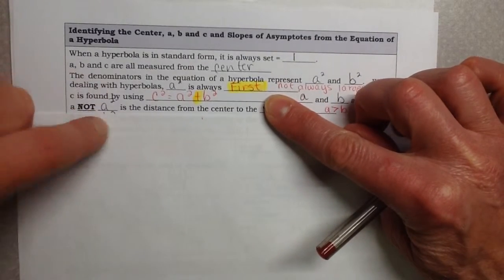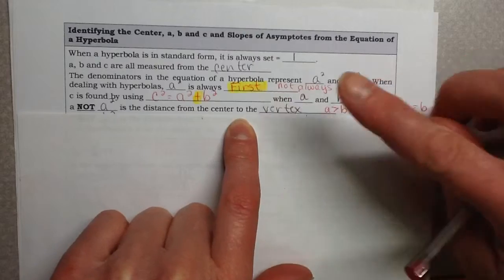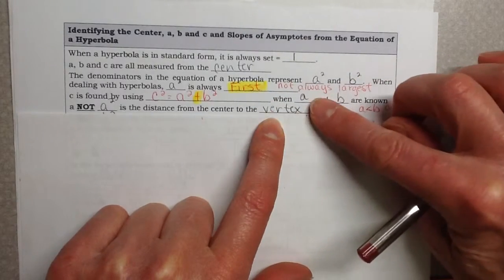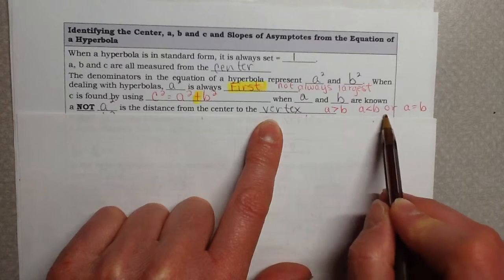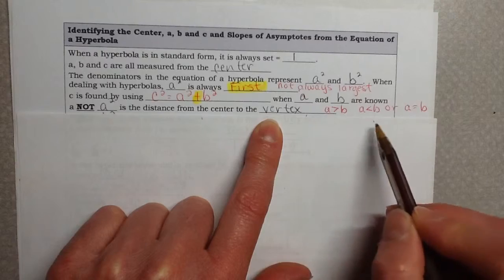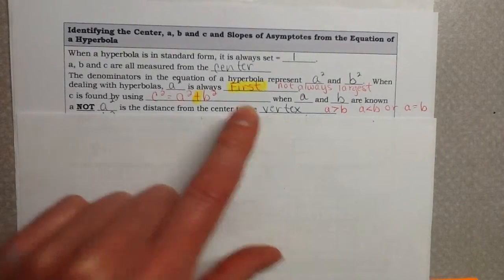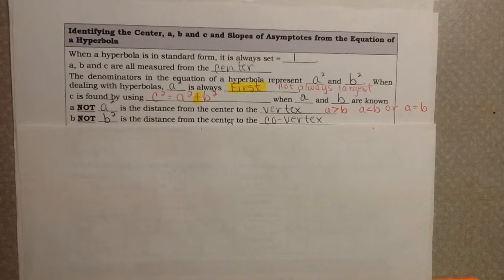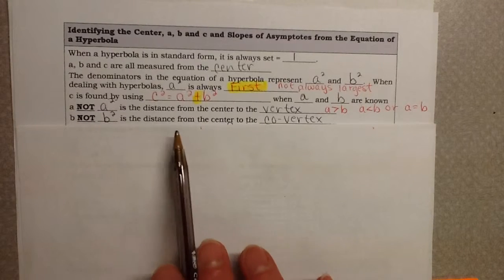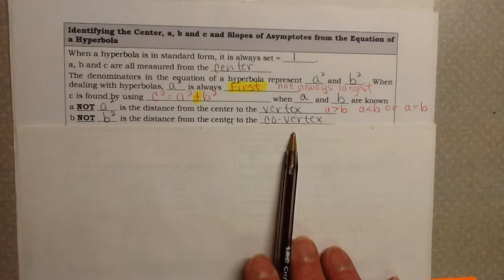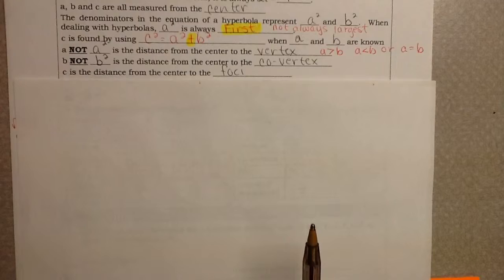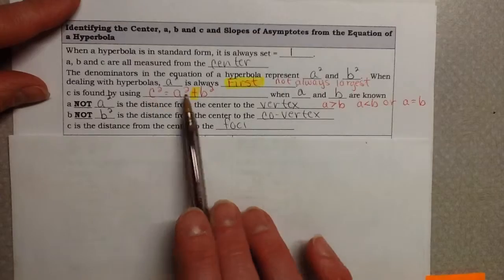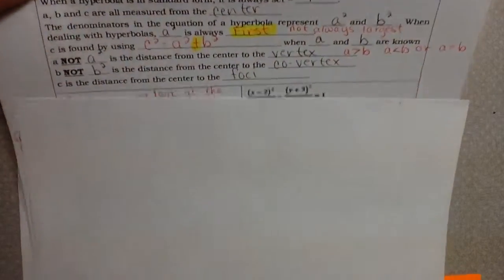Now this is the same as an ellipse. a, not a squared, is the distance from the center to the vertex, so that's exactly the same. However, a could be bigger than b, a could be smaller than b, or a could equal b. All three of those things can happen, so that's a huge difference between a hyperbola and an ellipse. b, not b squared, is the distance from the center to the co-vertex, so that's the same. c is the distance from the center to the foci. Again, the same. But how we find c is different. Okay, so everything's measured from the center.